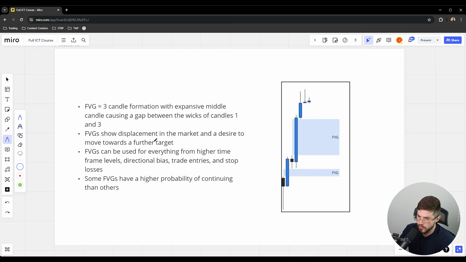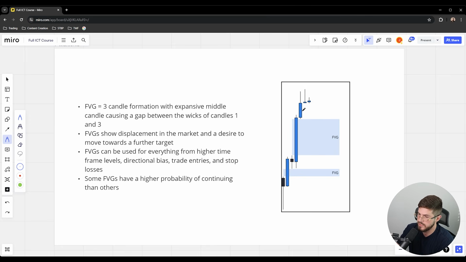So what they do is they show a desire to move further, okay? We can use fair value gaps for everything from higher time frame levels, directional bias, trade entries, and stop losses. And I want you to understand that some fair value gaps have a higher probability of continuing than others. As with anything in trading, nothing is 100%. In fact, just because this is a fair value gap doesn't mean that it's high probability. And in fact, neither of these are. They're actually both very low probability.